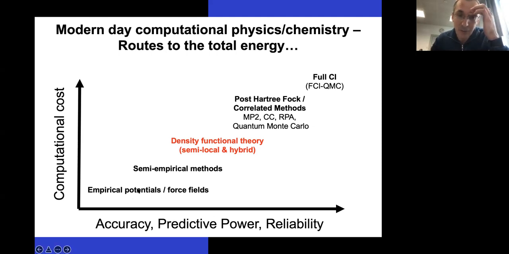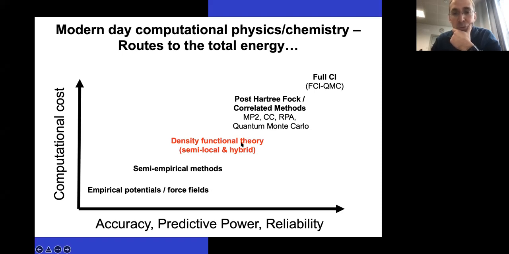We have various methods: empirical methods, density functional theory, explicitly correlated approaches like post-Hartree-Fock methods, quantum Monte Carlo, and if we really need ultimate accuracy, we have full CI. Density functional theory has become the most widely used technique in material simulation because it provides a fairly good balance between accuracy and computational cost. A lot of what I talk about today will be density functional theory focused.